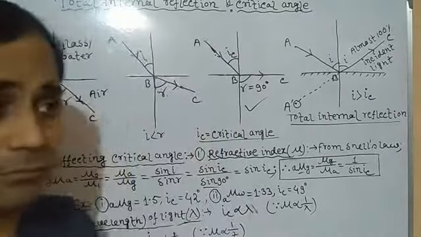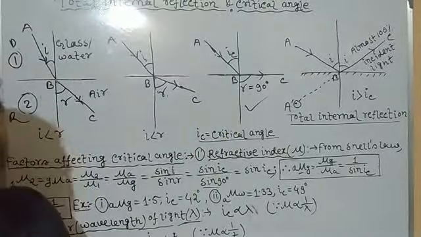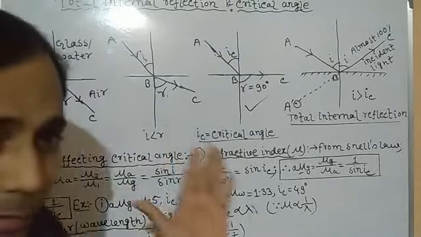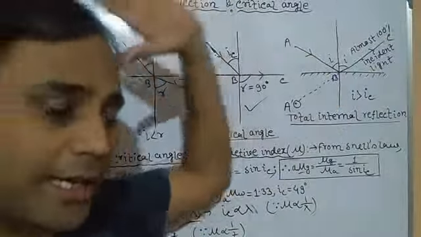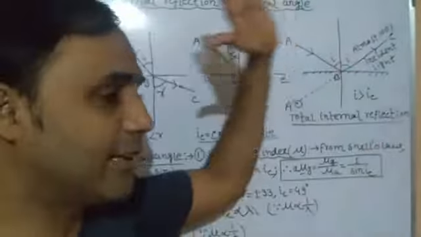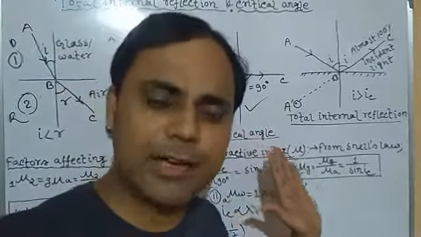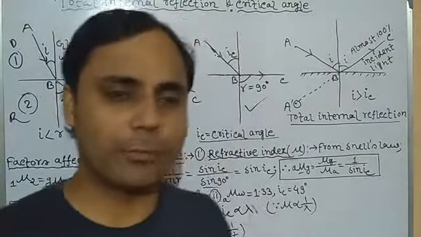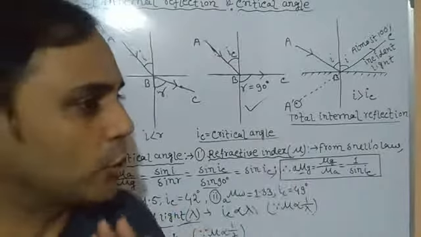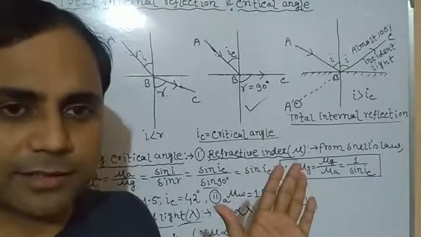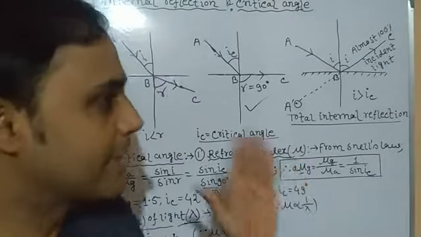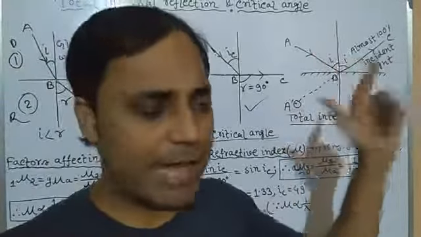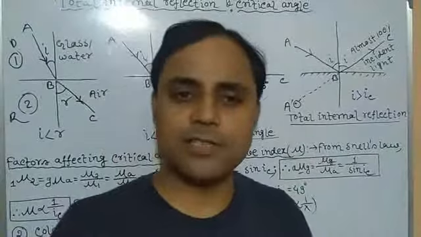Number 3. In case of total internal reflection, we saw that almost the entire incident light bounces back and returns to the same medium. While in case of normal reflection, not all the light is reflected. Some part of light is reflected back, whereas some part suffers refraction.